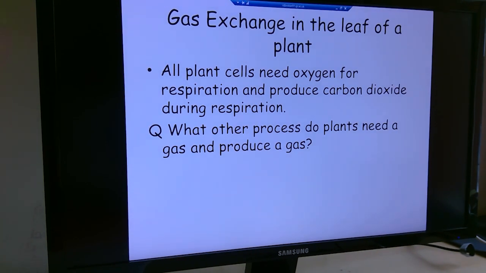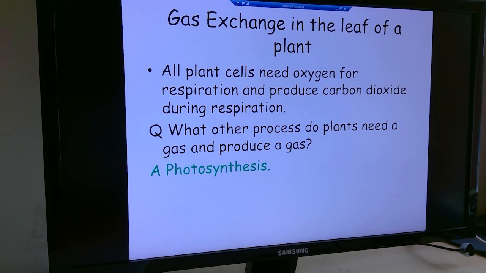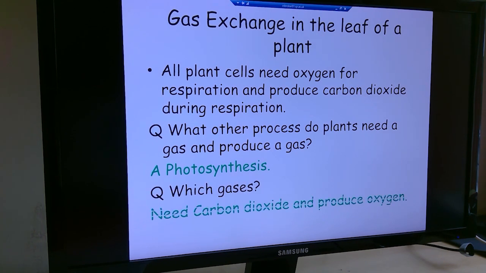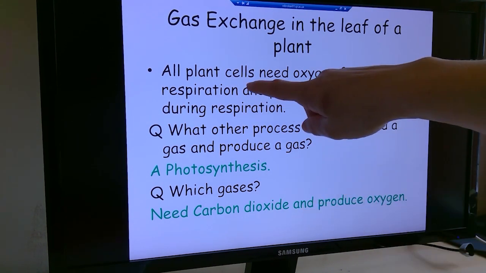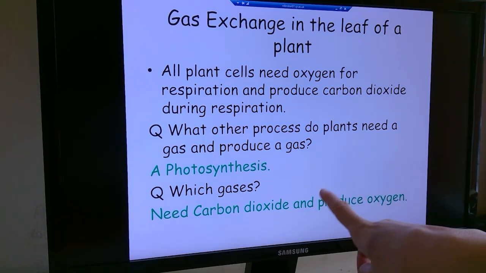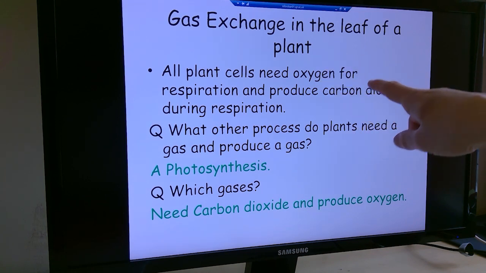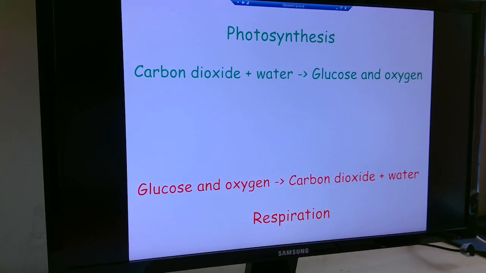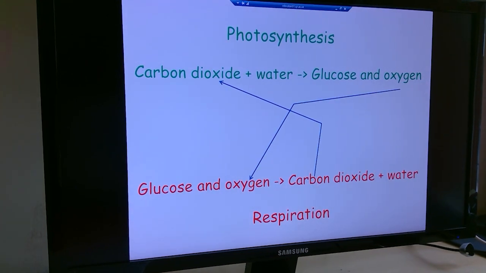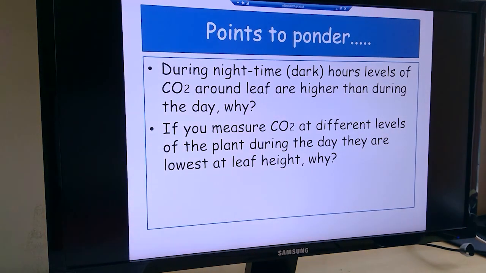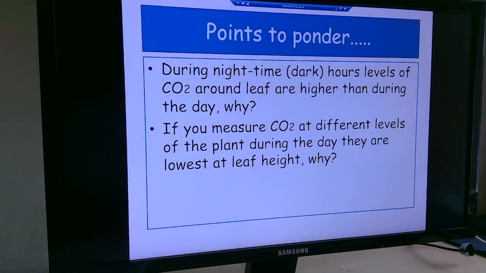But there is another process, okay, that plants need to do, and they also produce a gas doing this. I've already spoken about it. It's photosynthesis. Now, in the leaf, that's the predominant process, if you think that's going on in a leaf in the daytime when the light is shining. And the gases that are used, it needs carbon dioxide and produces oxygen. So you can see the links here. So if a plant needs oxygen, but it produces oxygen, then it can use its oxygen that it produces for respiration. If it needs to get rid of waste carbon dioxide, well, it can actually use that in the process of photosynthesis. Okay. So it's all about balance in a plant. Gas exchange is about making sure that we've got enough carbon dioxide for photosynthesis, and of course we'll produce oxygen.